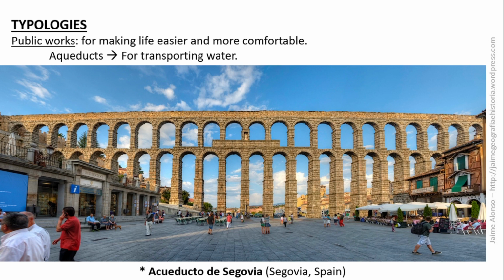Aqueducts were built for transporting water. Here we have probably the most important aqueduct built during Roman times that is still preserved, the Aqueducto de Segovia in Segovia, that probably you all know. And the maximum height it reaches in the central pit is about 30 meters.